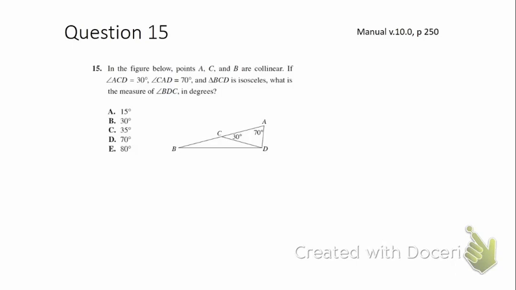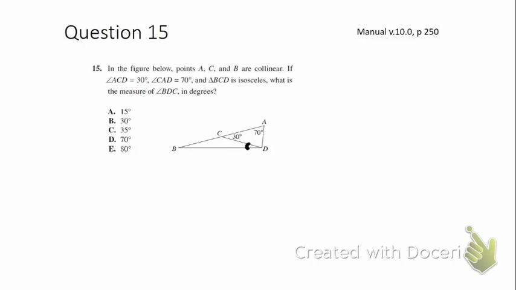And then last, jump over to page 250. Okay. In the figure below, points A, C, and B are collinear. If angle ACD is 30, CAD is 70, and BCD is isosceles, what is the measure of angle BDC in degrees? So I'm looking for this missing angle right here.